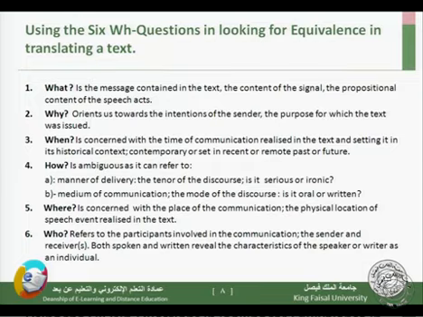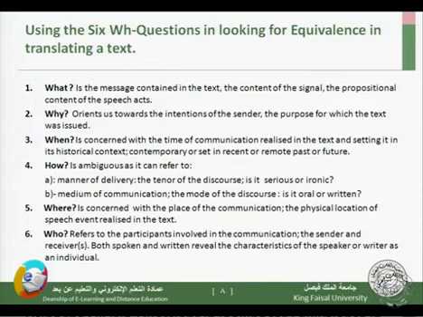Now, question number one, or the first WH question. What? You ask yourself, what is the message contained in the text? Before you translate any text or any message, you ask yourself, what is the message contained in the text? The content of the signal, the propositional content of the speech acts. So the first question you ask yourself if you want to find out the equivalence is, okay, what is the message? What is the signal? What is the content of the speech acts, whether it is written or oral?